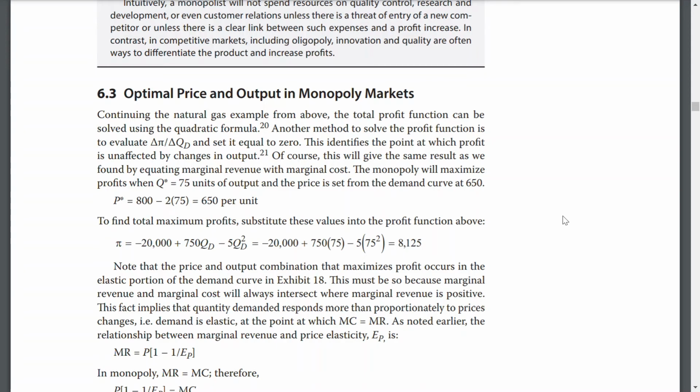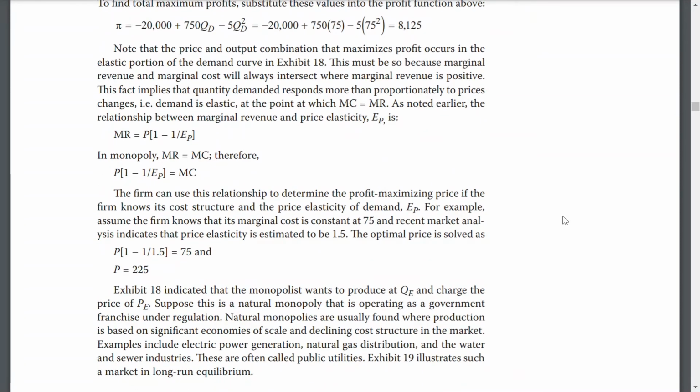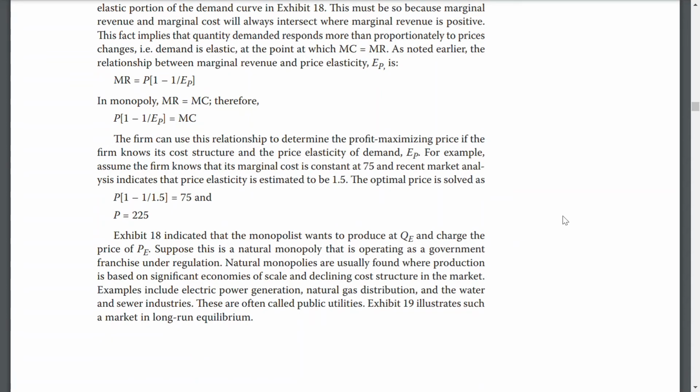This monopoly will maximize profits when Q star equals 75 units of output and the price is set from the demand curve at 650. So we have identified the profit maximization point. Note that the price and output combination that maximizes profit occurs in the elastic portion of the demand curve in Exhibit 18. This must be so because marginal revenue and marginal cost will always intersect where marginal revenue is positive. This fact implies that quantity demanded responds more than proportionally to price changes. The firm can use this relationship to determine the profit maximizing price if the firm knows its cost structure and price elasticity of demand.